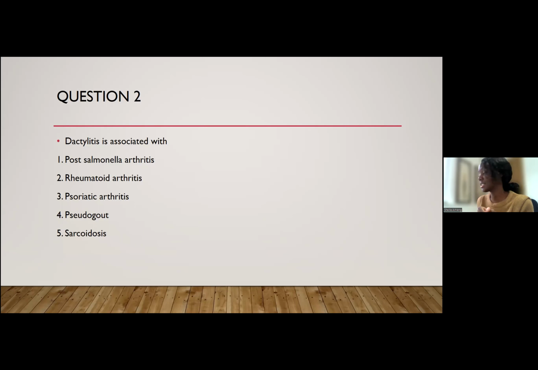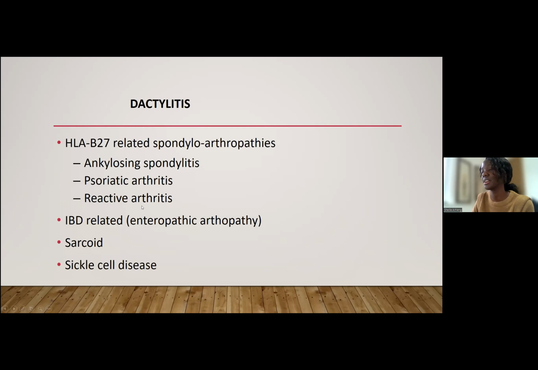Psoriatic arthritis, you can also get this in sarcoidosis, and in a post-infective reactive arthritis. Dactylitis tends to be associated with what we call the HLA-B27 spondyloarthropathies, so things like ankylosing spondylitis, psoriatic or reactive arthritis. You can also get it in patients who have IBD, such as ulcerative colitis and Crohn's disease, which can have inflammatory arthritis associated with them. You can get it in sarcoid or sickle cell.